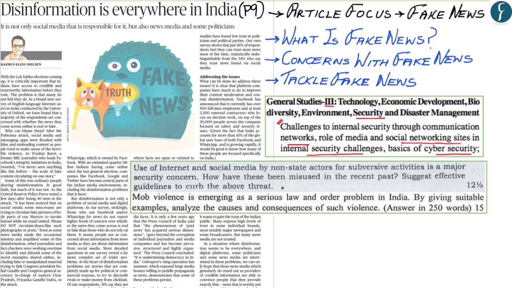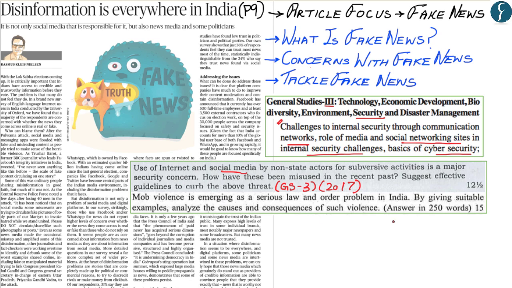Previously there have been questions asked in your mains examination. The first question was asked in GS Paper 3 in 2017, where the question asked: use of internet and social media by non-state actors is a major security concern. Have these been misused in the recent past? Suggest effective guidelines to curb the above threat.